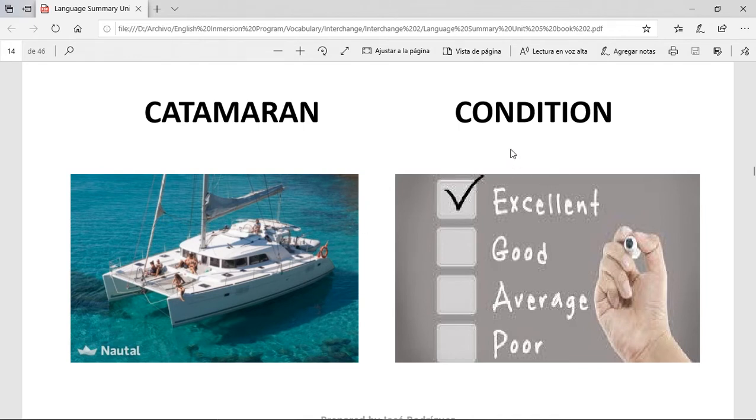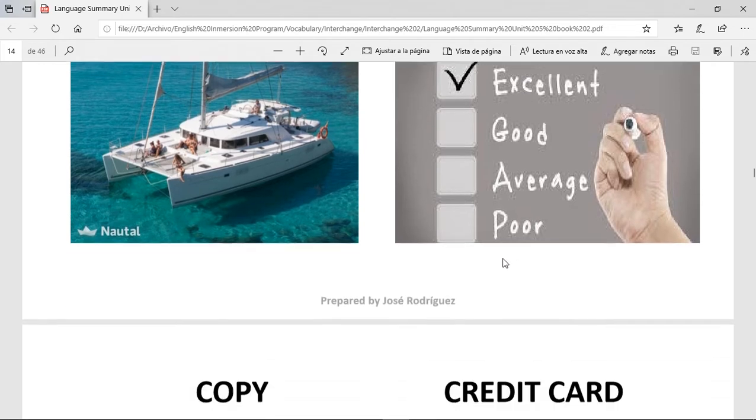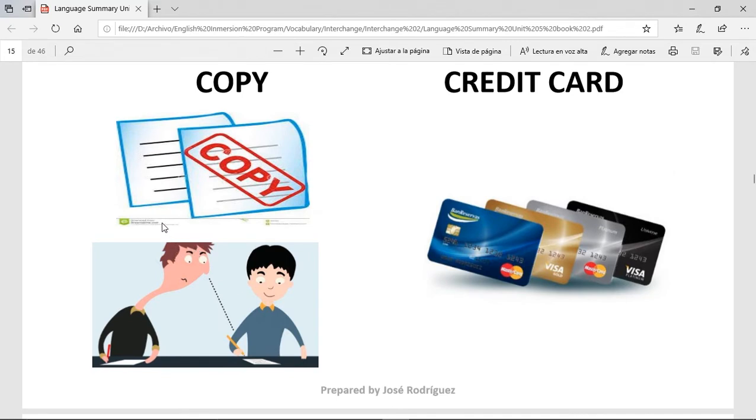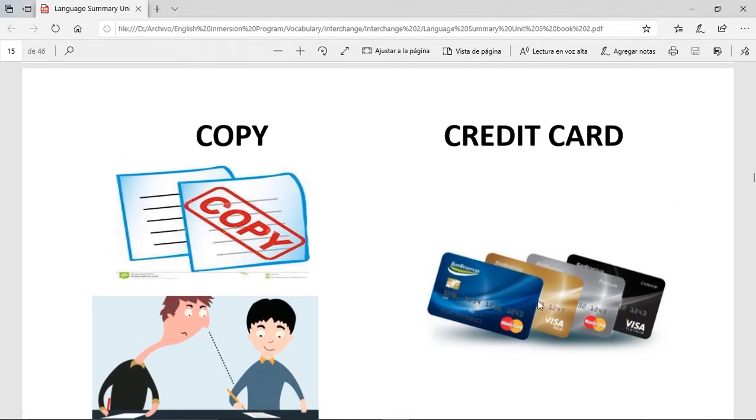Condition. A condition is a specific type of way that something needs to be. For example, the condition of this specific survey or something can be excellent, or it can be good, or it can be average, or it can be poor. Copy. When you copy is when you put the same thing on two different places. Credit card. These are credit cards. The difference between the credit cards and the debit cards is that with debit cards, you can only use the money that you already have on a bank account. But with a credit card, you can use all of the money that they let you use, but then you need to pay for it. It's like a loan.